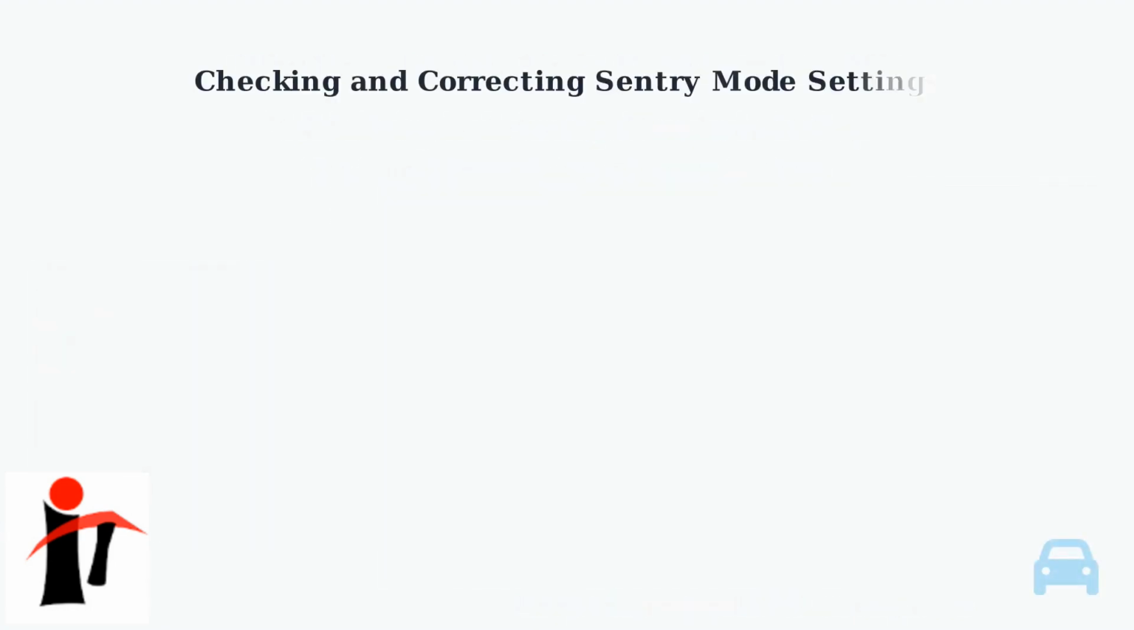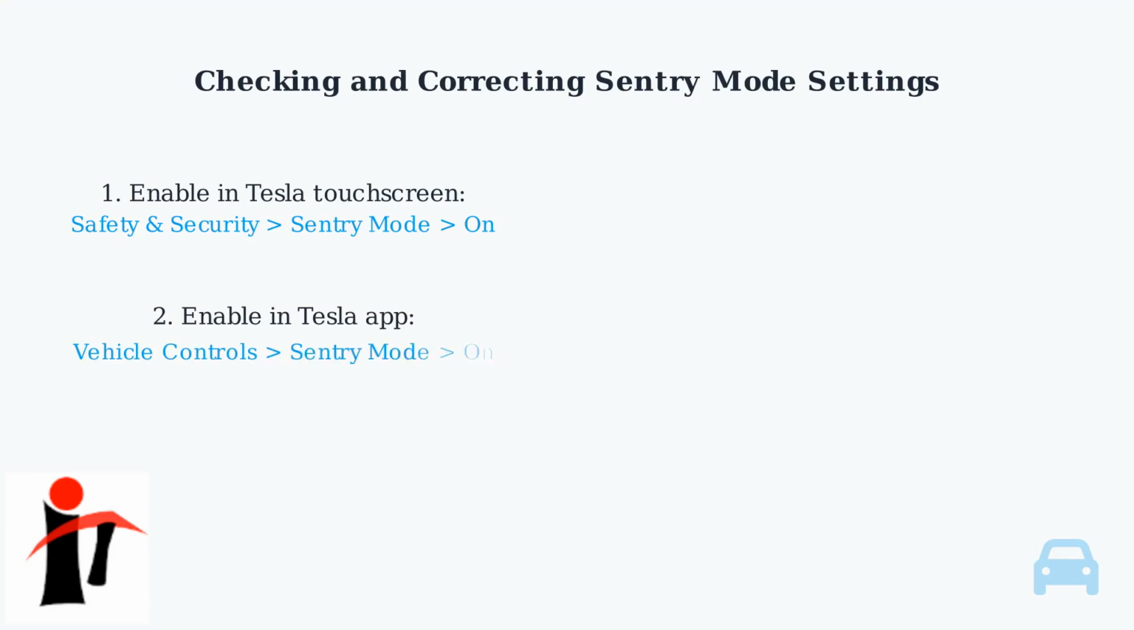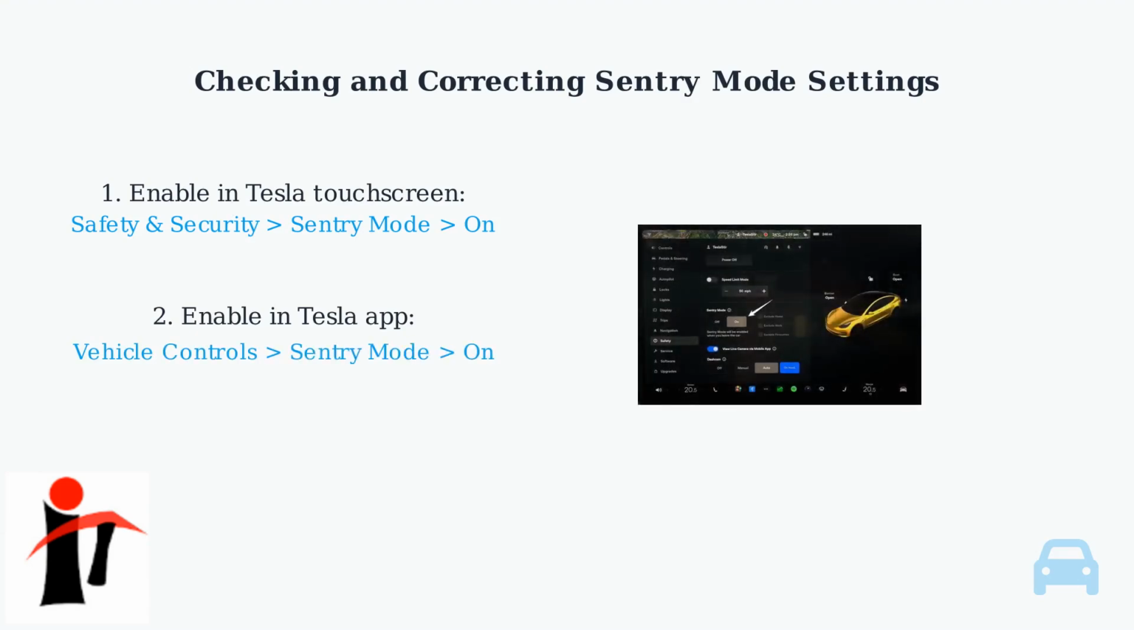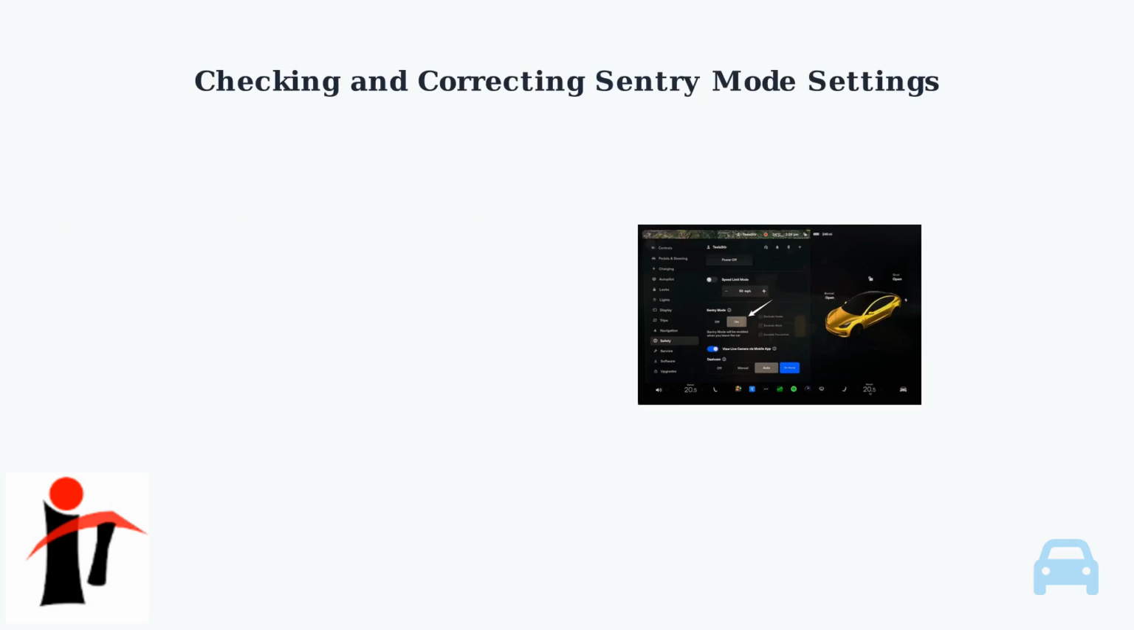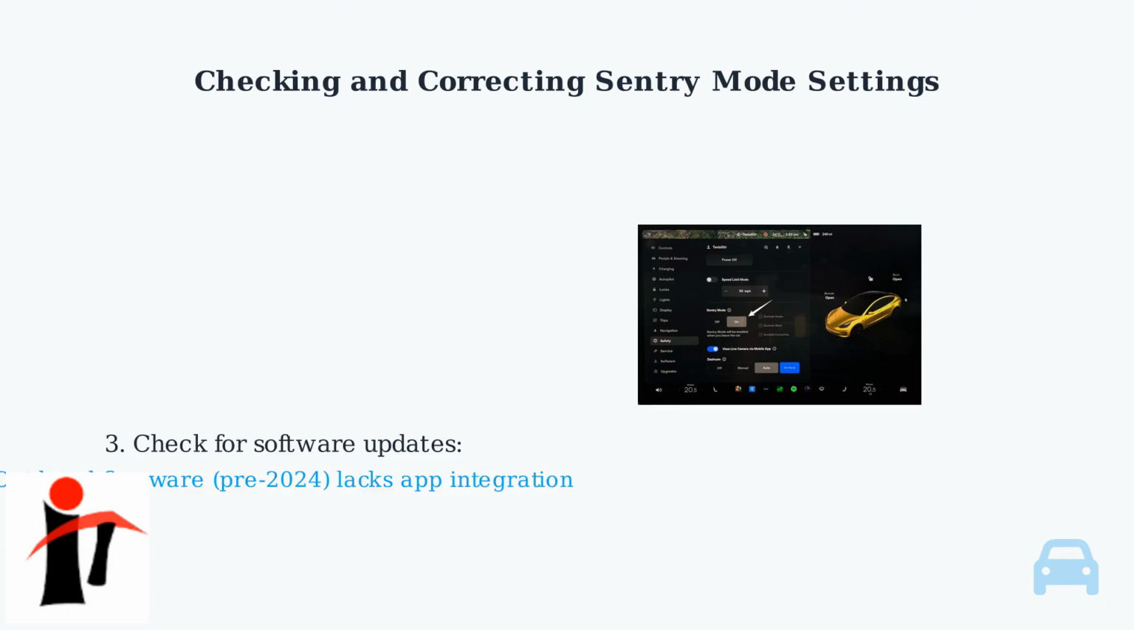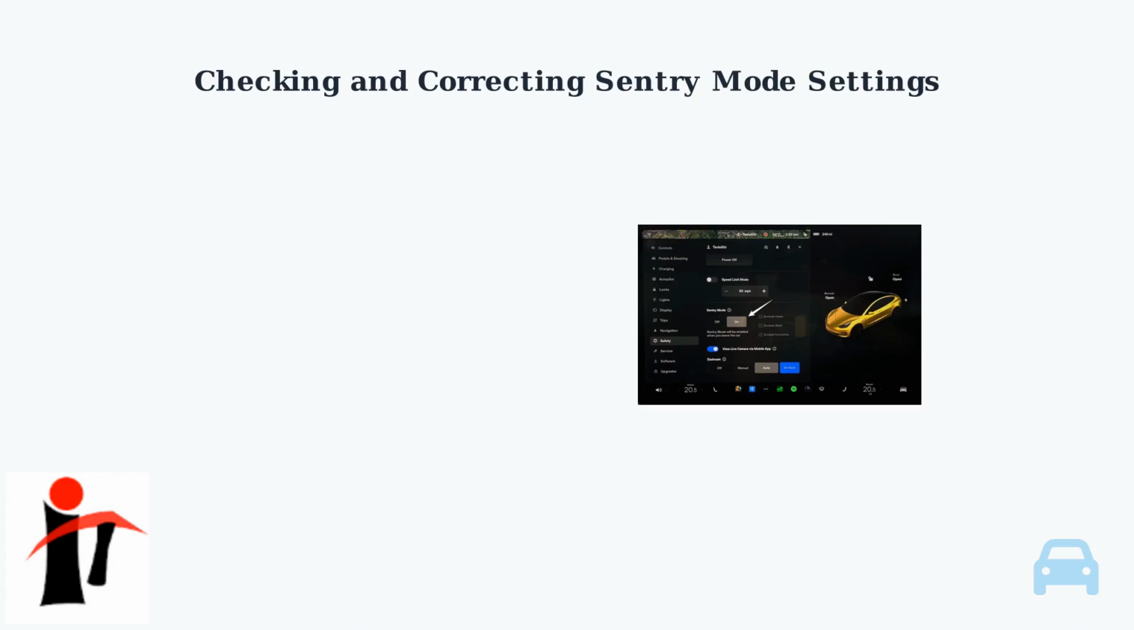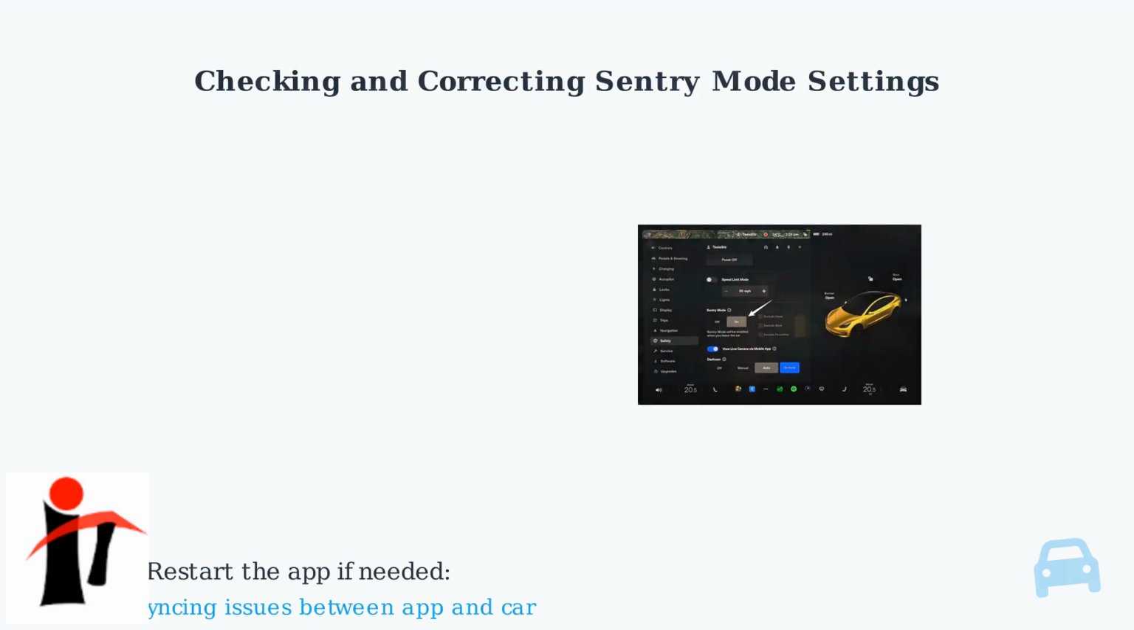First, ensure Sentry Mode is enabled in both your Tesla's touchscreen and the Tesla app. Mismatched settings between the app and the car are a common cause of issues. Make sure your Tesla software is up to date. Outdated firmware from before 2024 might lack proper app integration, causing the mode to turn off unexpectedly. Restarting the app can also resolve syncing issues between the vehicle and your phone.